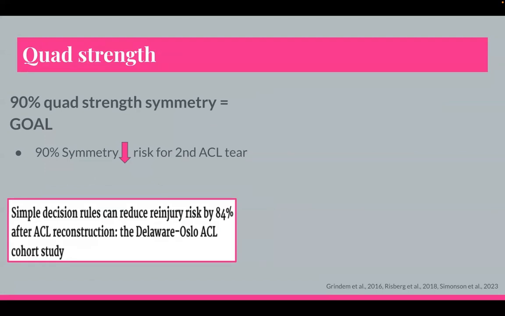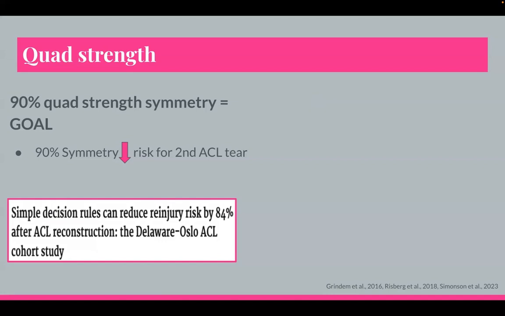90% quad strength symmetry is the goal. Achieving at least 90%, which is the standard, or better in strength of your opposite limb really reduces your risk of injury rate by 84%, according to this study.